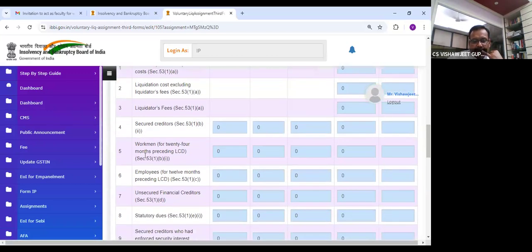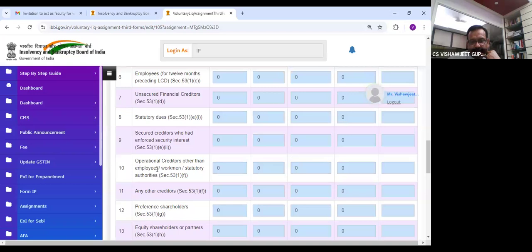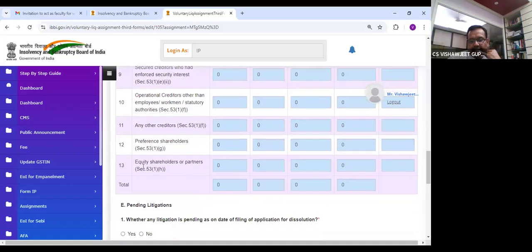Now, for how much amount you have distributed to the workmen for 24 months preceding the liquidation commencement date. So, employees for 12 months preceding the liquidation commencement date, unsecured financial creditors, statutory dues, secured creditors who had enforced security interest, operational creditors other than employees, workmen, or statutory authorities, any other creditors, preference shareholders, and last one, the equity shareholders, whatever the amount will be left, that will be distributed to the equity shareholders, and how much amount you have distributed to the equity shareholders, you will have to mention here, the total amount distributed by you will come here.